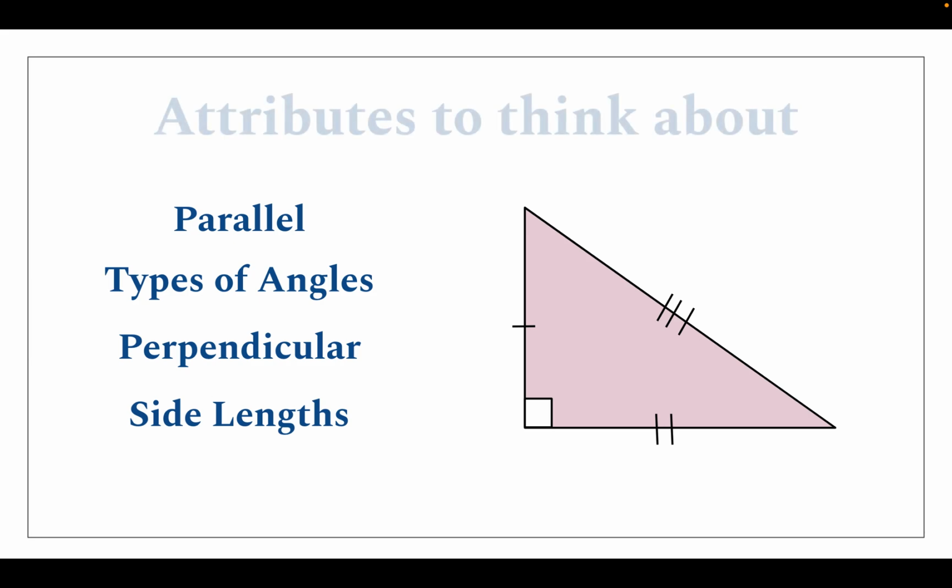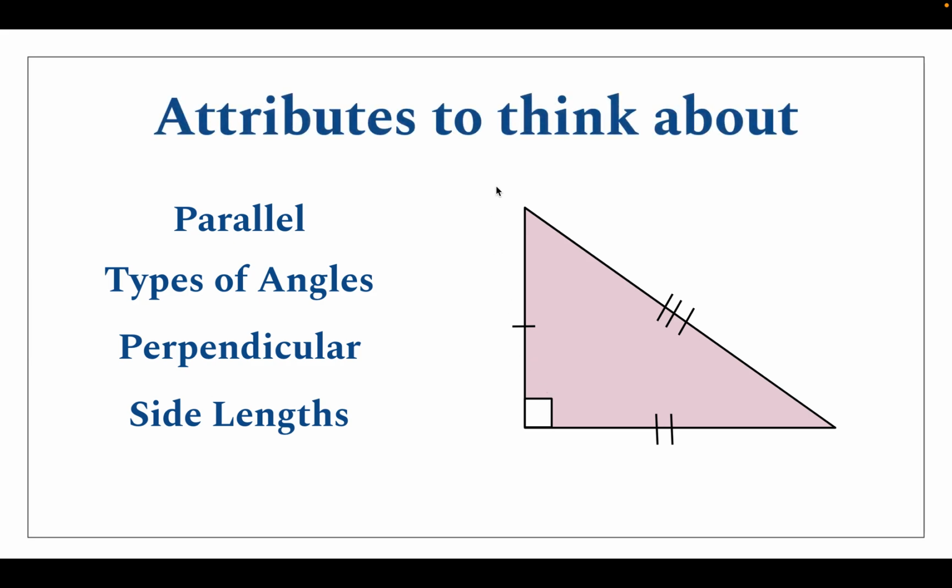Now let's take a look at this triangle. This triangle does not have parallel lines, but I see the 90-degree symbol, this square, so it does have a pair of perpendicular lines. The lengths are all different because we have 1 tick mark, 2 tick marks, and 3 tick marks. And then we have different angles here as well.